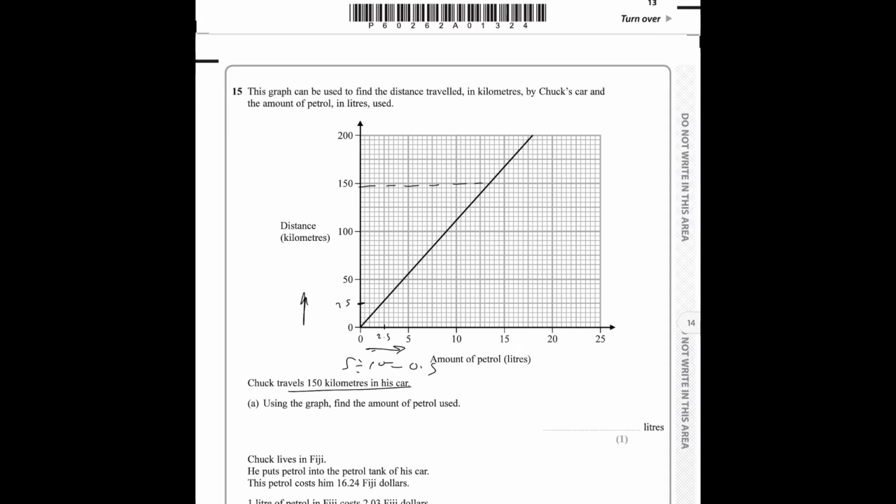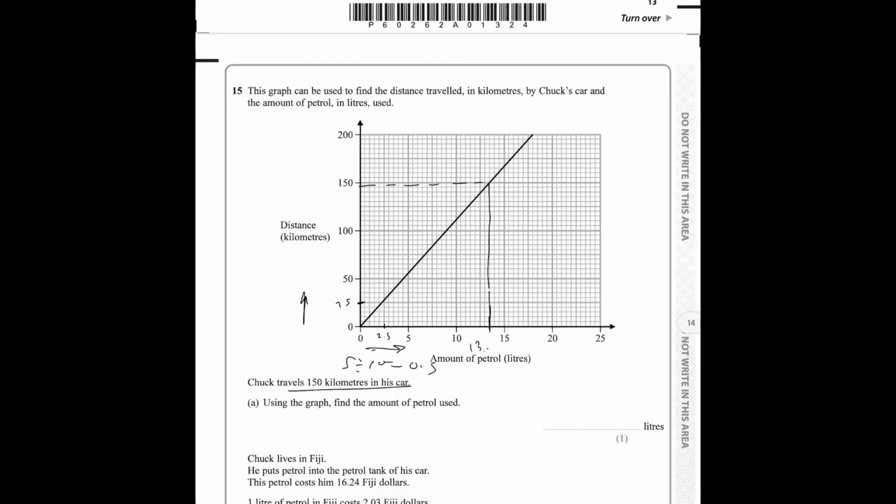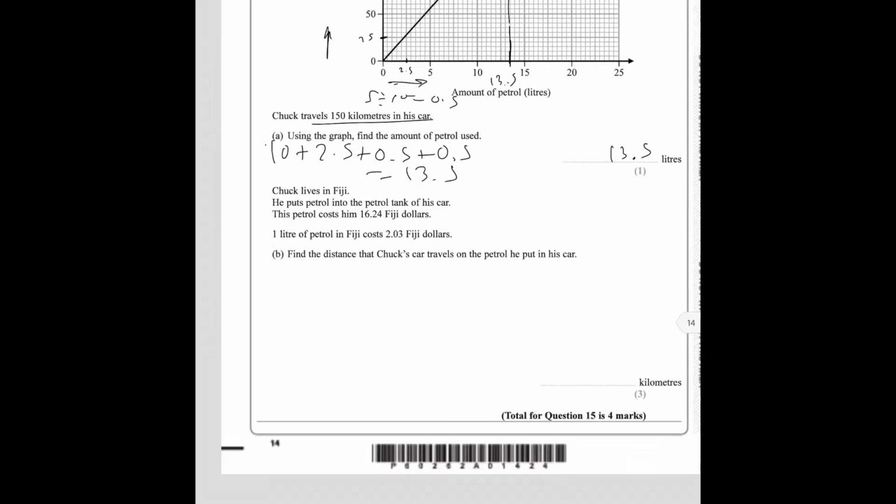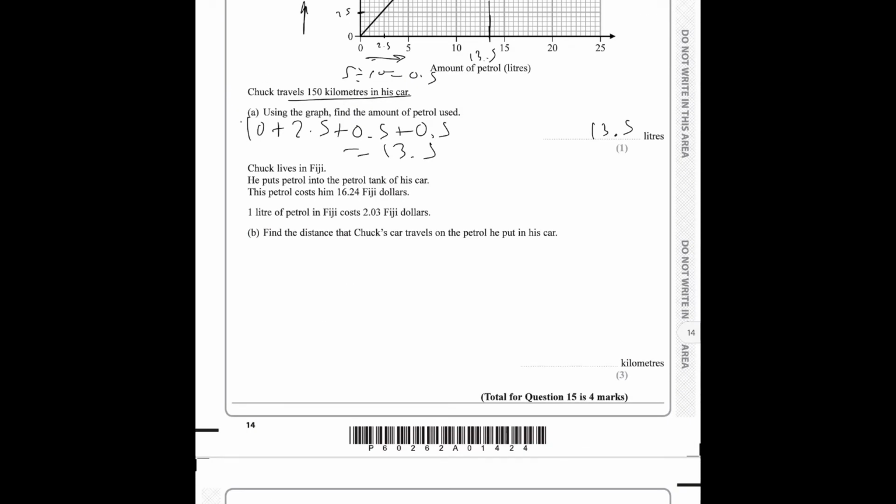Using the graph, find the amount of petrol that he has used. Based on this, you can make an assumption clearly from this line here, right? So we know that 10 plus 2.5 plus a bit of 0.5 plus a bit of 0.5 as well should give you an approximate value of 13.5. That should be your answer, 13.5 liters. Just add these, 0.5 per square. I just used 10 plus 2.5 plus 0.5 plus 0.5 to get 13.5 liters.